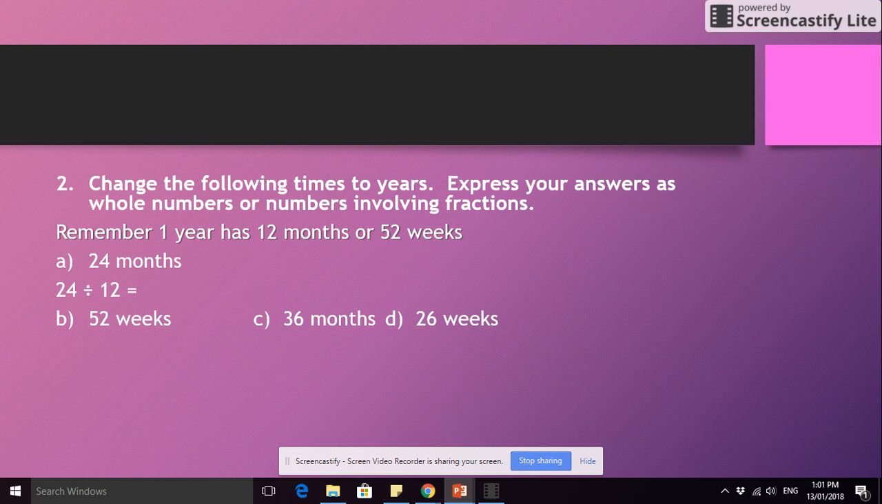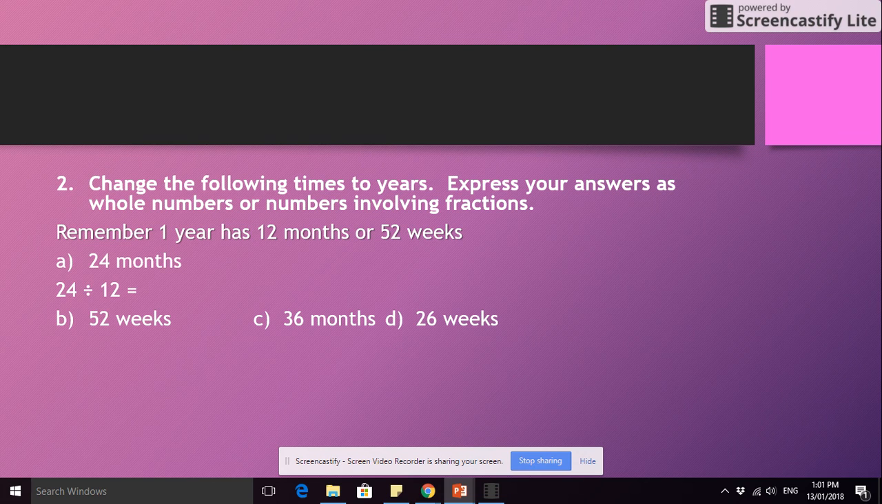I want you to do 52 weeks is how many years? 36 months is how many years? 26 weeks, how many years? So for these ones, 36 months, you could just divide it by 12. 26 weeks, how many weeks are in a year? Look at those numbers. How much of a year is that? Okay, you can divide that by 12 as well.